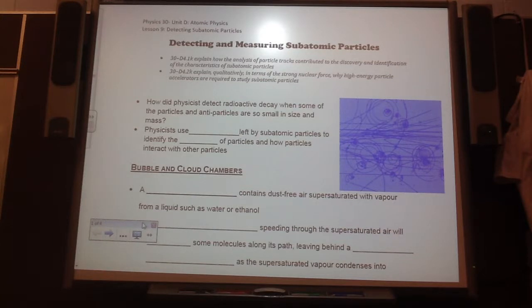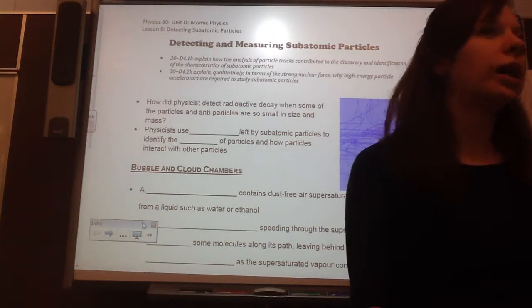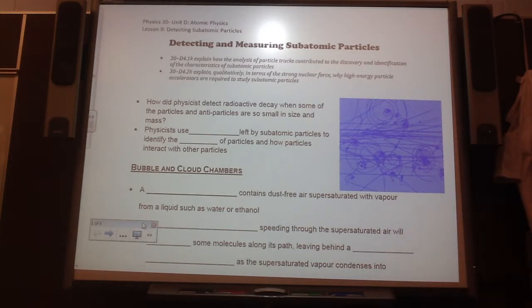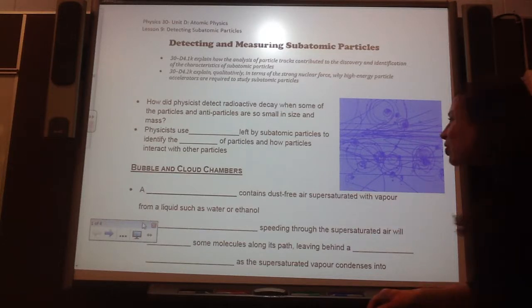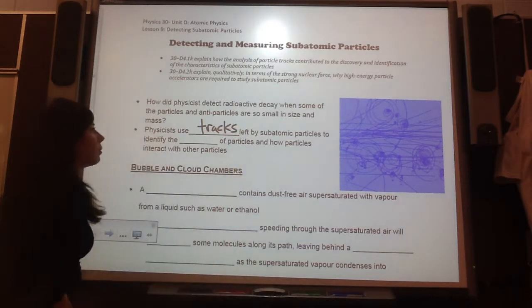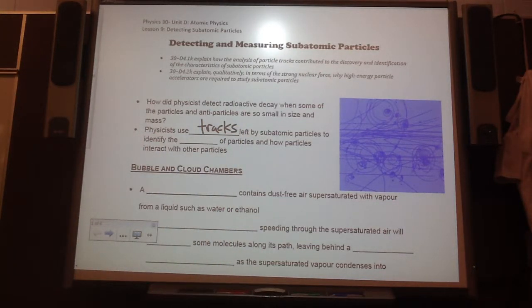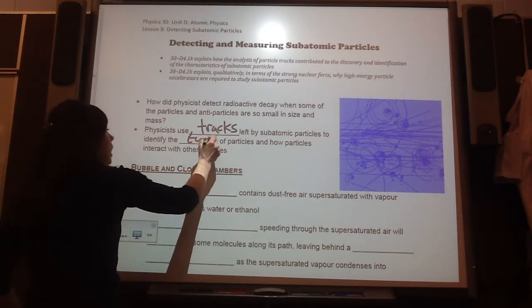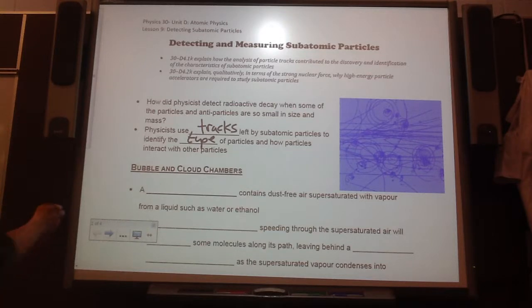So how do physicists detect this radioactive decay when some of the particles and antiparticles are so small in size and mass? Because a bunny is big, you can track it, but how do we track a positron or an electron? Physicists use tracks, just like in the examples we talked about, tracks left behind by subatomic particles to identify the type of particles and how particles interact with other particles.